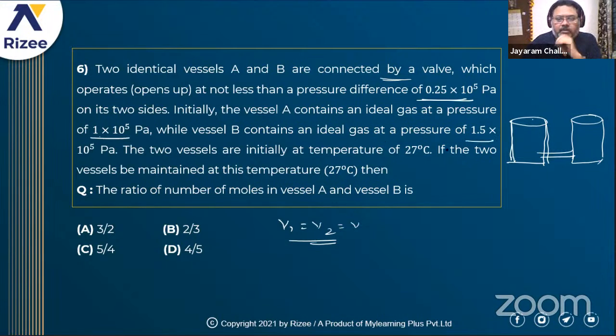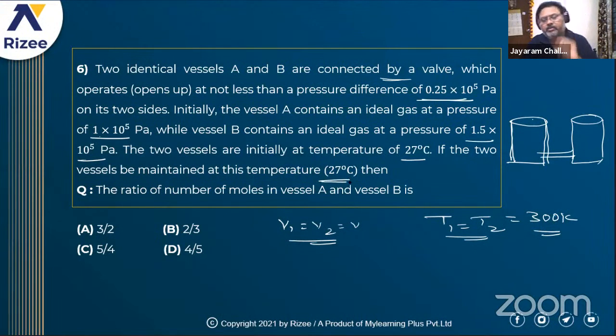And the container B is 1.5 into 10 to the power of 5. The two vessels are at the same temperature, so temperature is also the same here. Temperature T1 is equal to T2, which is 300 Kelvin. This is constant. So the two vessels are maintained at the same temperature.